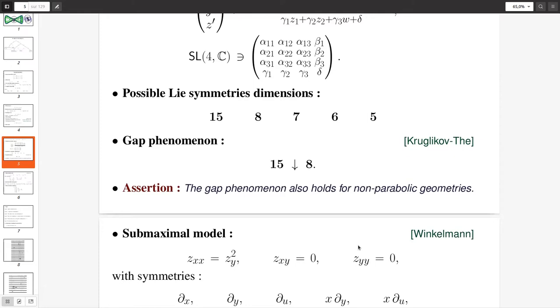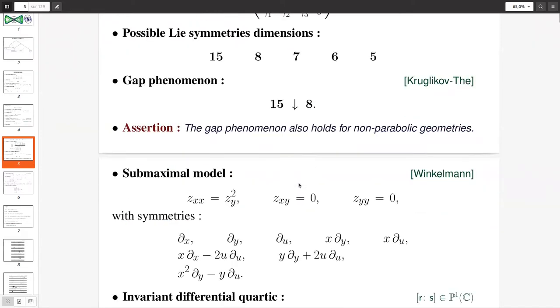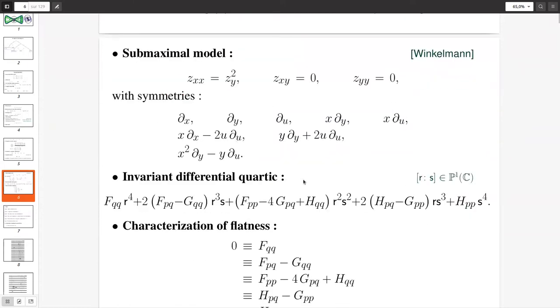So this gap phenomenon is spectacular for exceptional Lie groups, because the drop is important, but we have less spectacular phenomena in almost every other geometric structure that you can explore with the equivalence method. Also for these second order PDEs, you have the submaximal model, which is related to the Winkelmann CR hypersurface. These are the symmetries. I do not show the structure. And there is an invariant differential quartic.